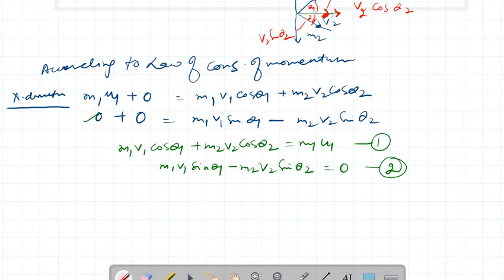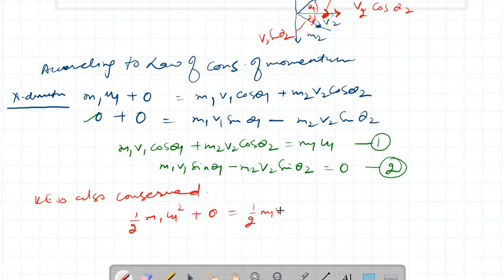Also kinetic energy is conserved. So kinetic energy is also conserved. So therefore, keeping this in mind, I can write down half m1 u1 square plus 0, because the kinetic energy of the second particle will be 0 because that is at rest.